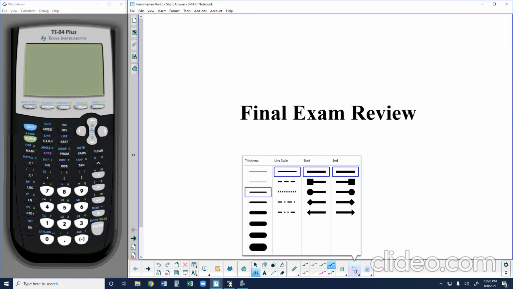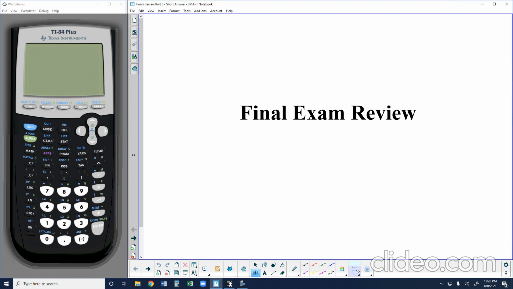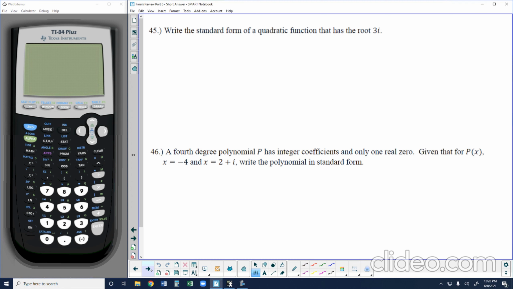We are going to go ahead and jump right into some examples here, taking a look at problem 44. Problem 44 says write the standard form of a quadratic equation that has the root 3i. Remember that if it's a root, it's a 0, it's an x-intercept. All of these things are the same thing. So the root 3i, x must then equal 3i.